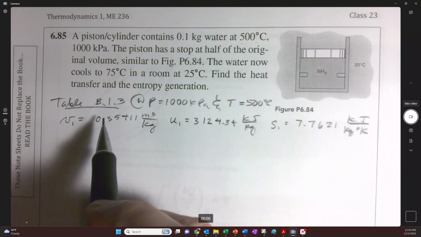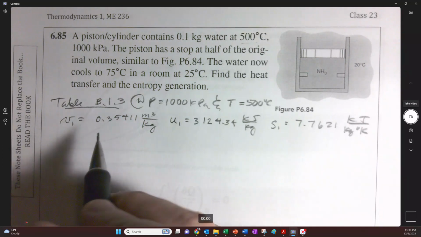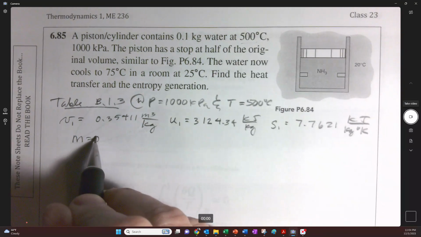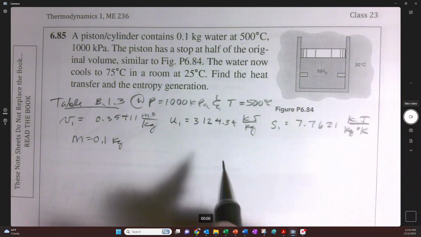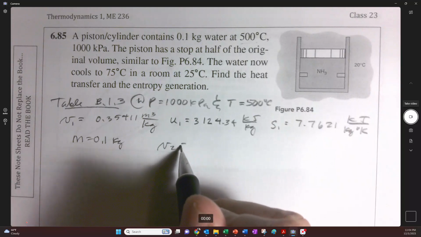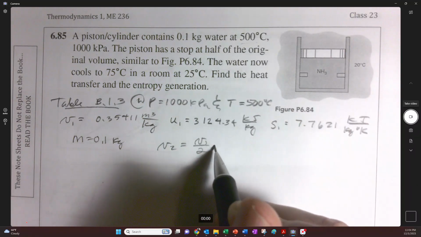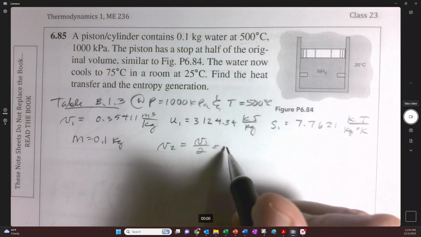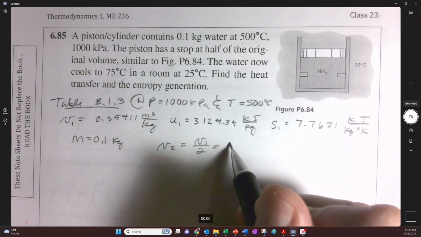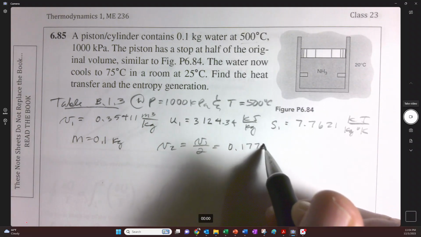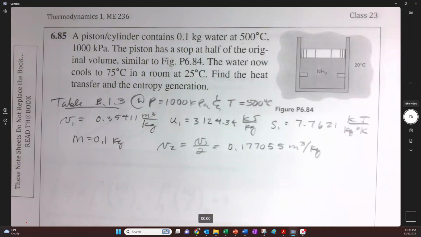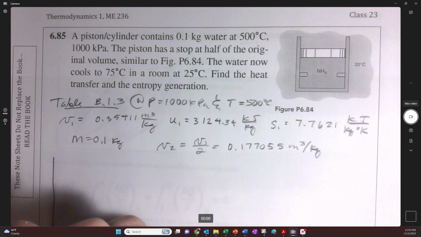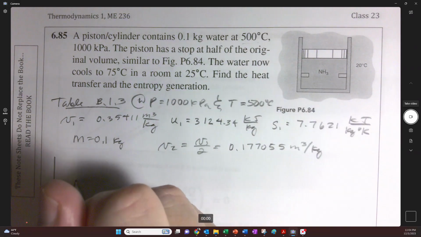Do I need the mass? I was given the mass, 0.1 kilograms. I just wrote that in a random spot right there. I don't need it for this. I do know what V2 is going to be. That's V1 over 2. Genius. I don't need to write that out. It's going to be 0.177055.